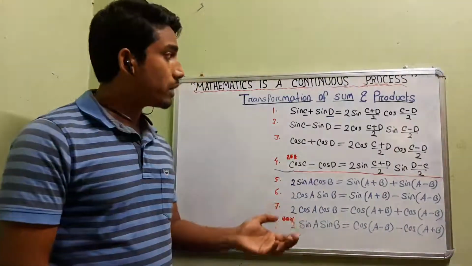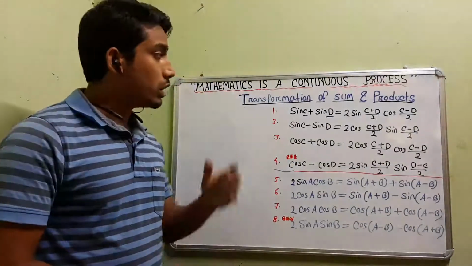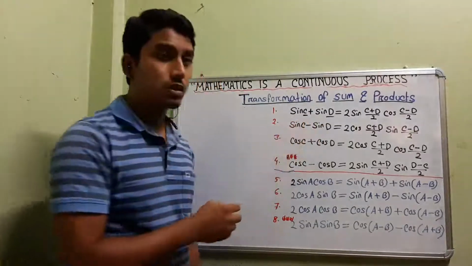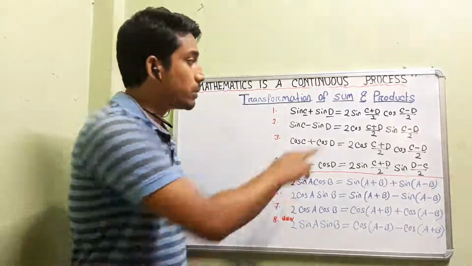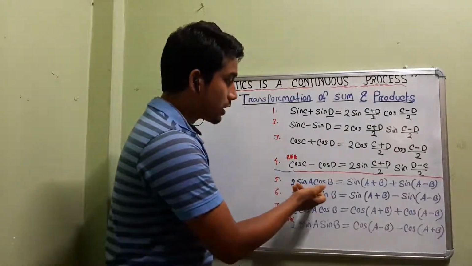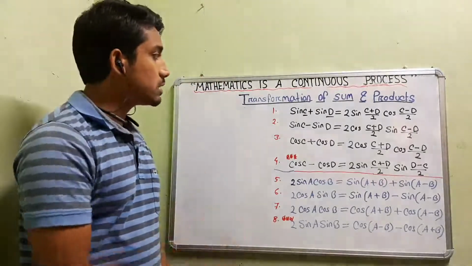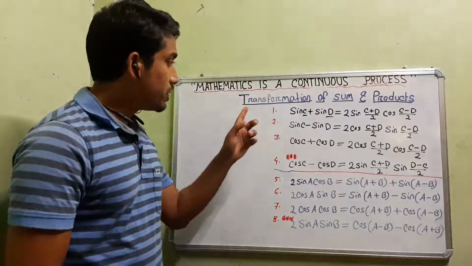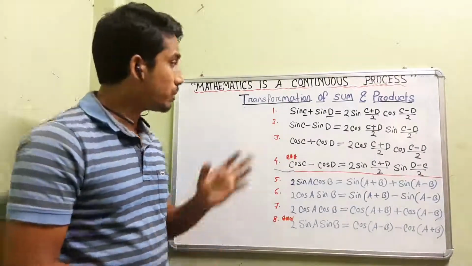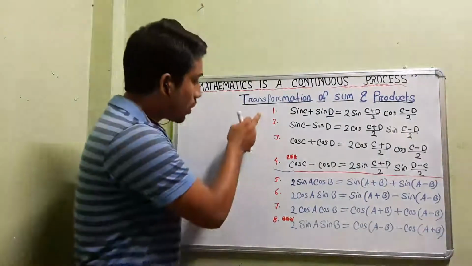Now in this topic, transformation of sum and products, we'll convert the sum of two trigonometric functions of two different angles into a product, or the product of two trigonometric functions for different angles into a sum. That is what we'll do in this topic. To learn how to solve the problems related to this topic, we need to know all these eight formulas.